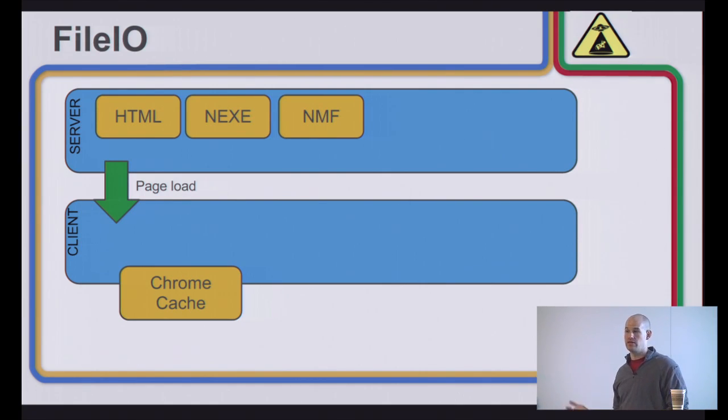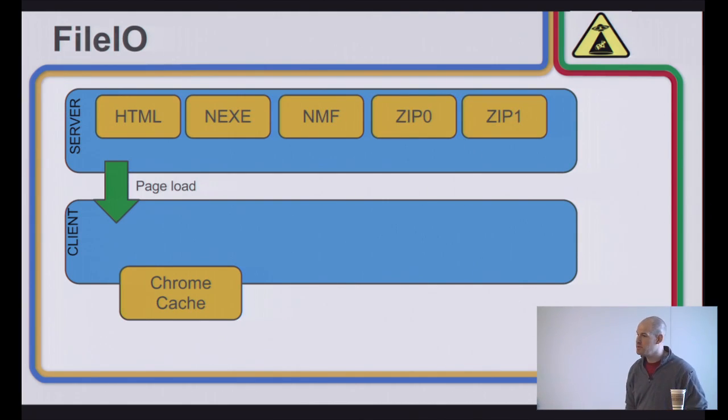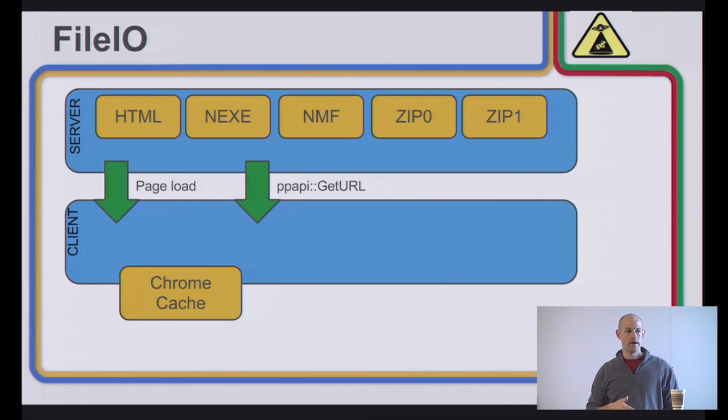Now this is great, right? This means that Chrome is handling your caching on your behalf. You don't have to do anything else. You just kind of sit back, hands behind your head, allow it all to happen, and it's good to go. The problem is that there's other data that your game needs. There's zip files, for instance, zip0 and zip1. These will not be pulled down automatically for you when the user loads your page. Instead, for these, you have to use a getURL API inside of Pepper or an XHR request inside of JavaScript. And that'll pull down these binary assets.